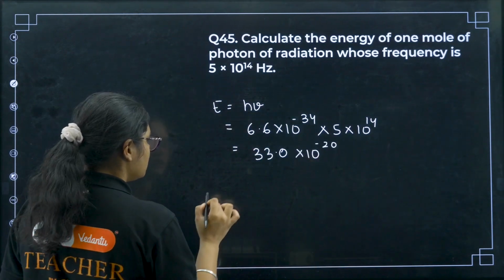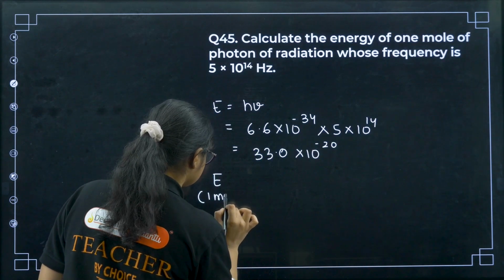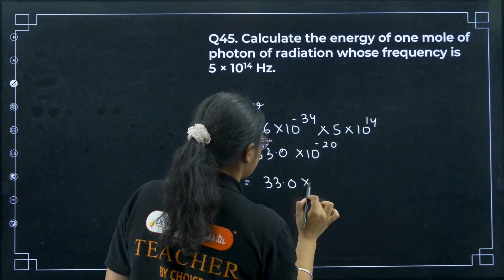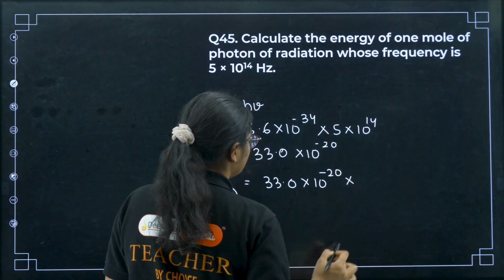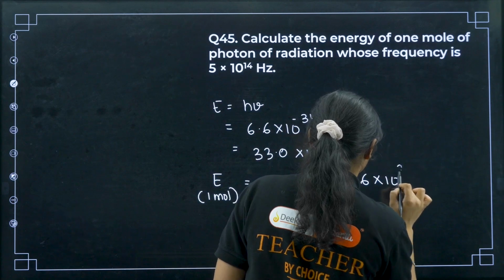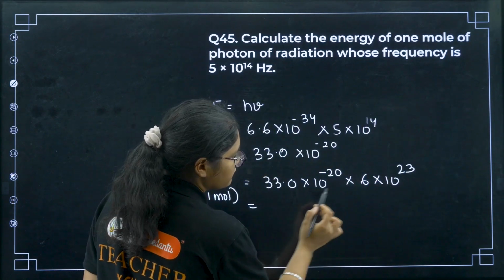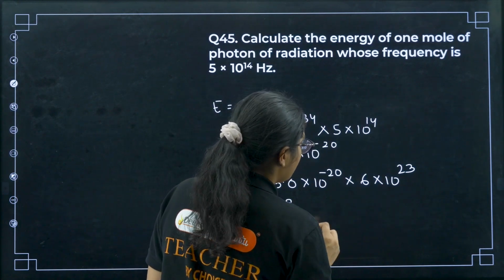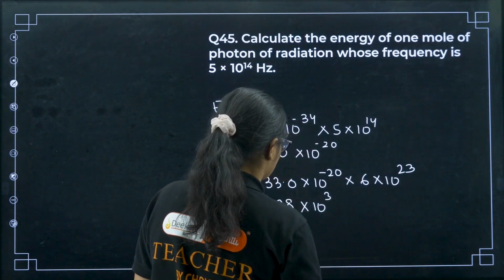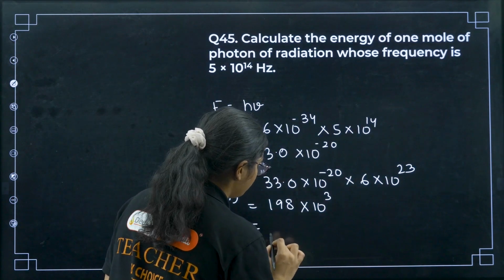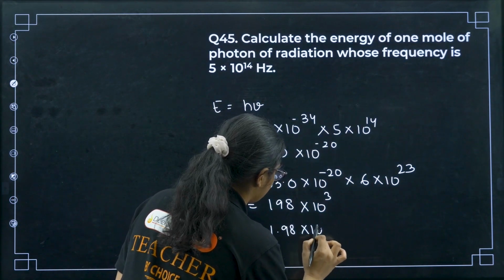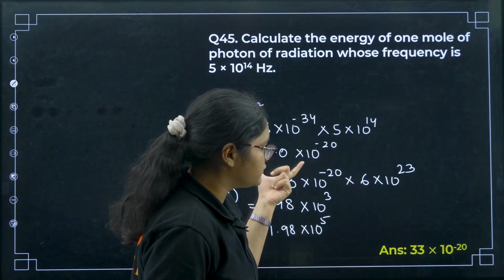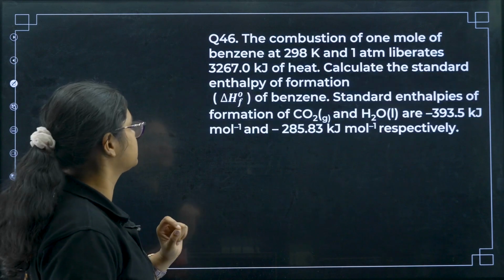Now I want to calculate the energy of 1 mole. Okay, so what does that mean? This is for 1 photon, so 33.0 into 10 to the power of minus 20, into 6 into 10 to the power of 23. This is for 1 mole. If I multiply, 6 3s are 18, 18 plus 1 is 19, so 198 into 10 to the power of 3. That is the energy. You can write it in the form of 1.98 into 10 to the power of 5. Clear? This answer is only up to this point, then you have to do this part as well. Next, question number 46.